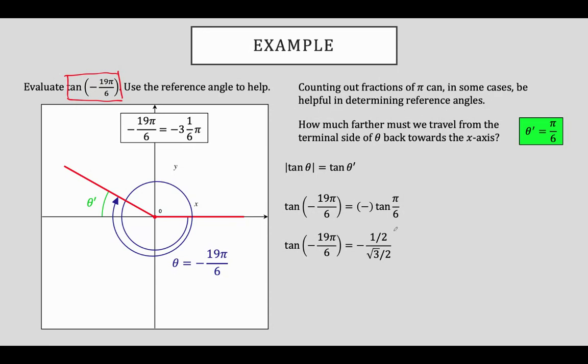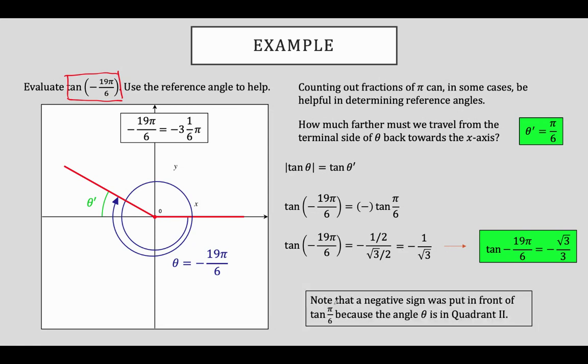All right, well, how do we evaluate tangent of pi over 6? Tangent's y over x. The y-coordinate associated with pi over 6 is 1/2 divided by root 3 over 2. Doing out the algebra, we end up with 1 over root 3. Rationalizing that quantity gives us root 3 over 3, and with the negative sign, negative root 3 over 3 for our final answer. Okay, and again, note that a negative sign was put in front of tangent pi over 6 because the angle theta is in quadrant 2 and the tangent value has to be negative. So that's how we can evaluate using reference angles.